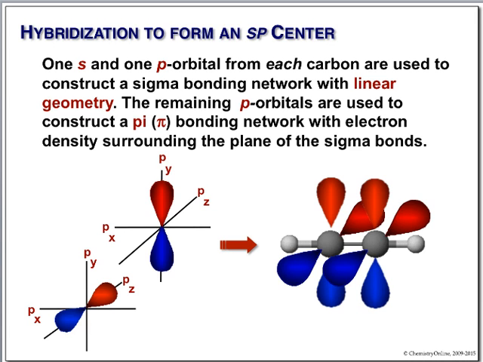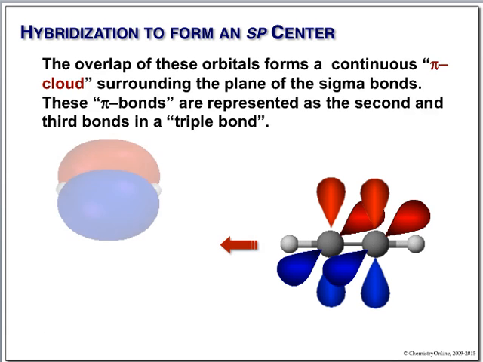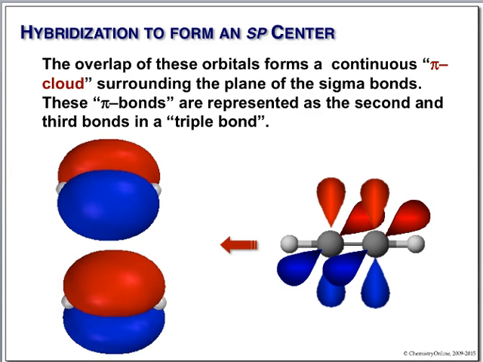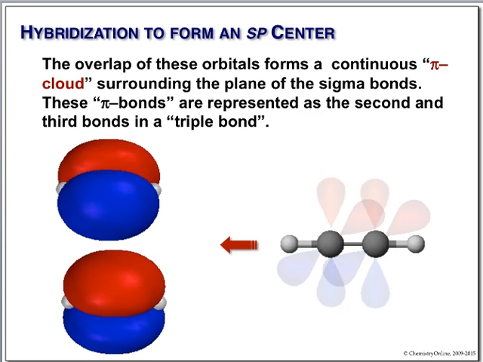Now, just like with alkenes, once these orbitals are in position, they can overlap top, bottom, and on each side, and we form 2 sets of pi bonds. This one's on the side, this one's on the top, with our sigma network down the middle. Each of these is referred to as a pi bond. We show it as 2 additional bonds between our carbons.